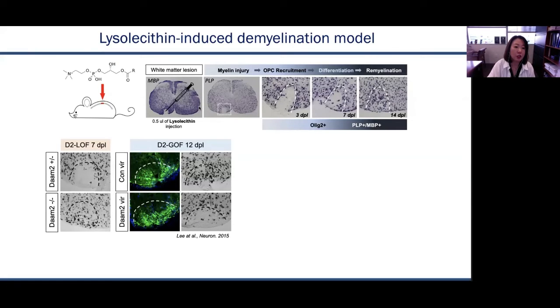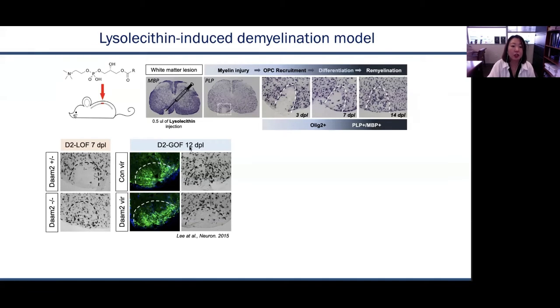Basically, if you inject lysolecithin in the animal, they're looking at 7-day post-lesion. 7-day post-lesion in control is barely differentiated, barely repaired, as you see here. However, if you delete TEM2, the repair process is very much increased, suggesting that TEM2 is really antagonizing it. If you remove that, it accelerates the repair process.